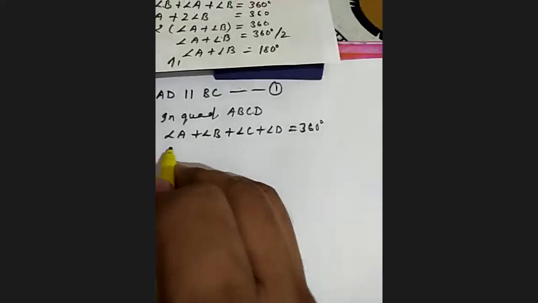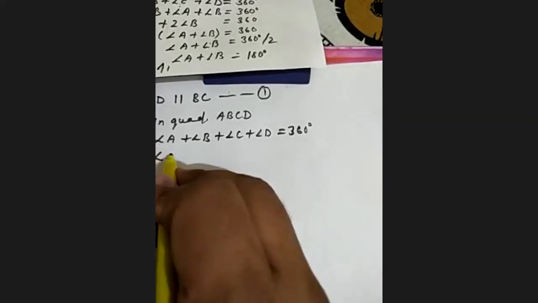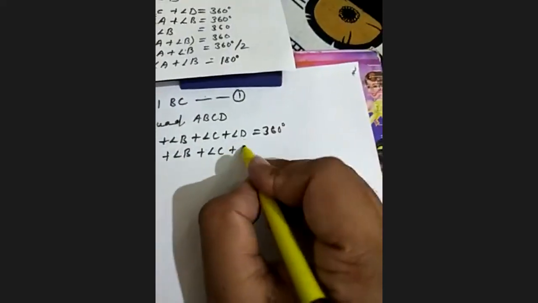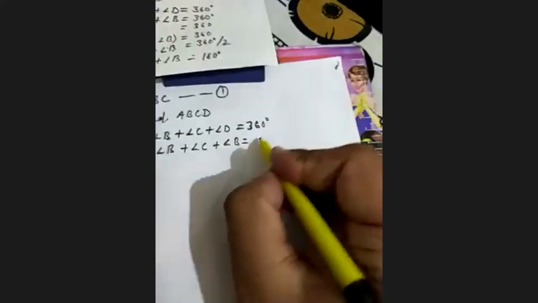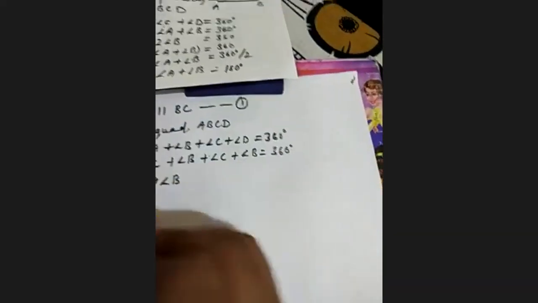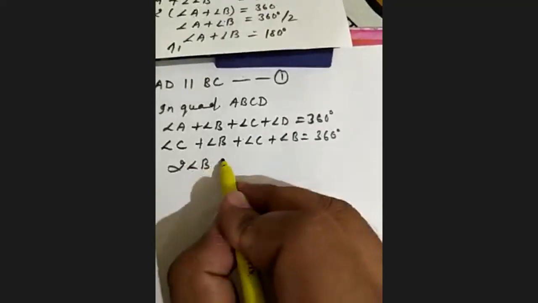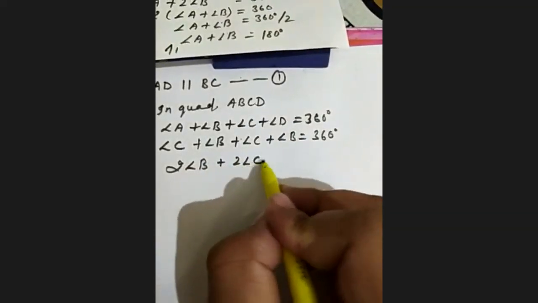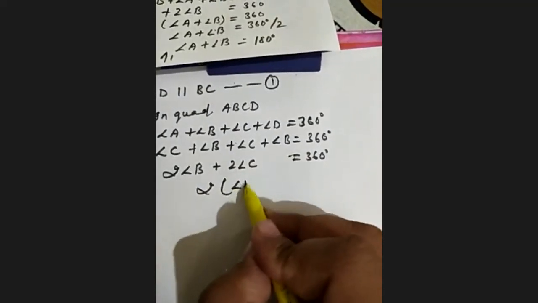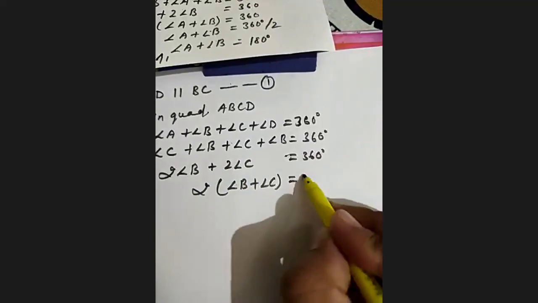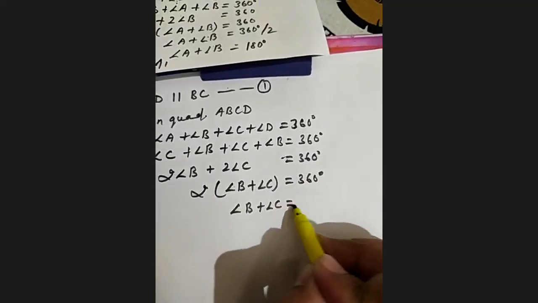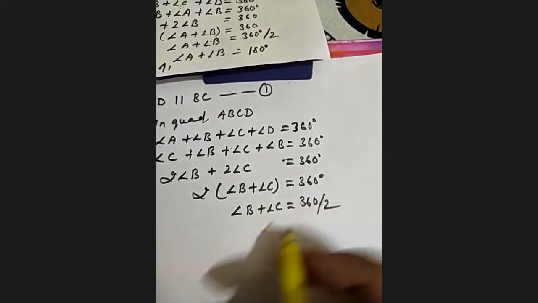Okay, so that time we take angle A place you take C, angle B as it is you write, angle C as it is you write, and angle D place you take angle B. Okay, 360. So here again we say that 2 angle B and 2 angle C is equal to 360. Okay, so 2 here common, angle B plus angle C is equal to 360 by 2.